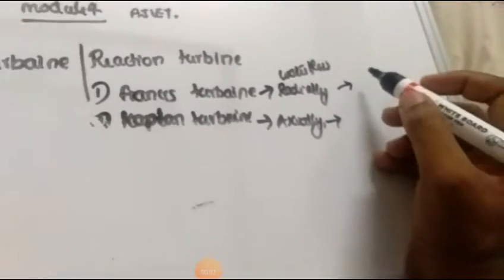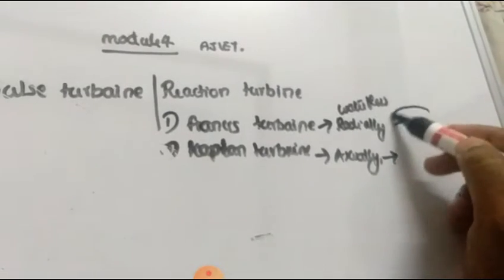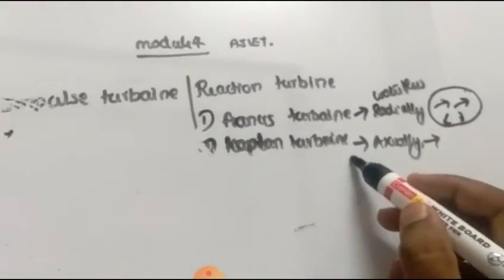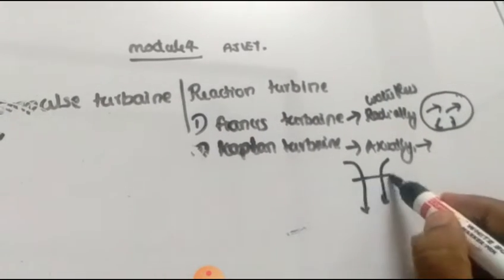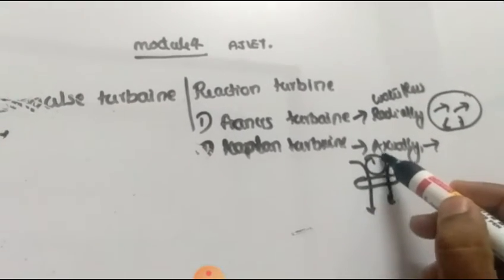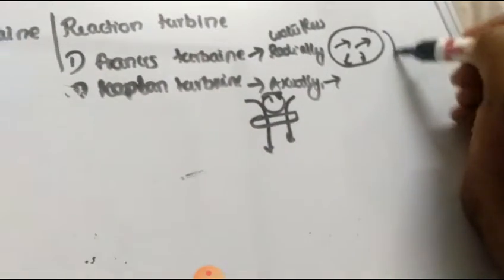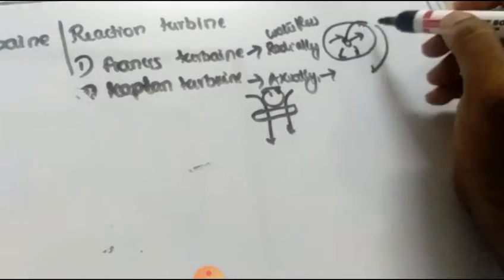Students, as I told, in the Francis turbine the water flows in the radial direction. When it rotates, water spills out in this direction, and in this direction the shaft is there. So this is the blade. It rotates in that direction. This is the direction, and this is the action. It will rotate from the center to the radial direction.